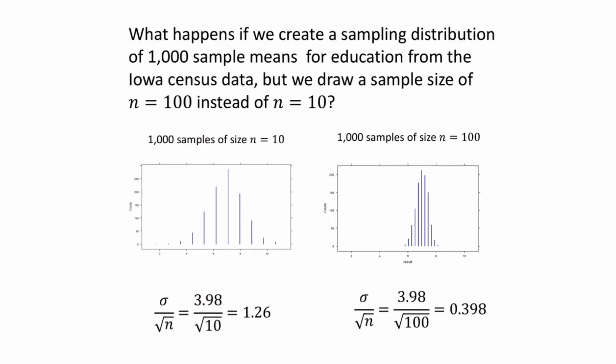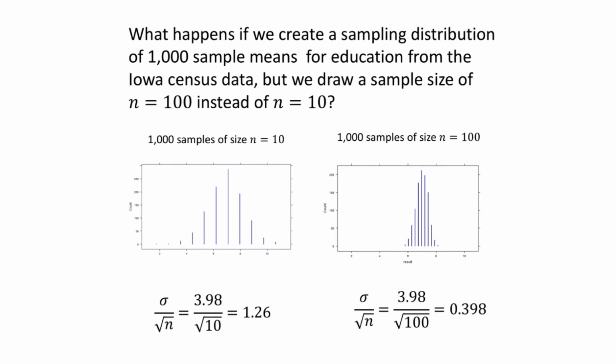So suppose instead of basing our sample means on size 10, what would happen if we had based a sample mean on a size of 100? So we have one distribution here in which the standard error of the sample mean is 1.26. This is just the population standard deviation divided by the square root of our sample size, which is 10.